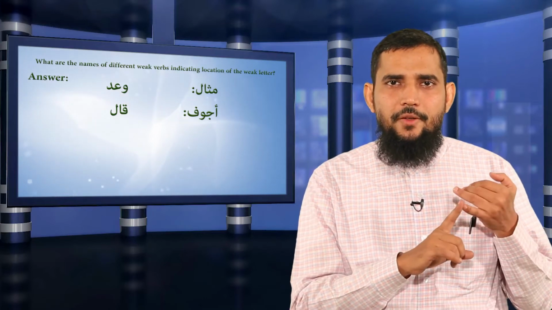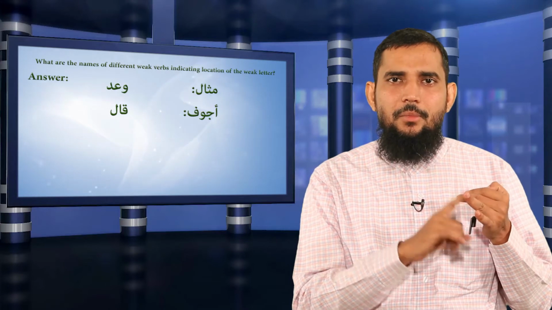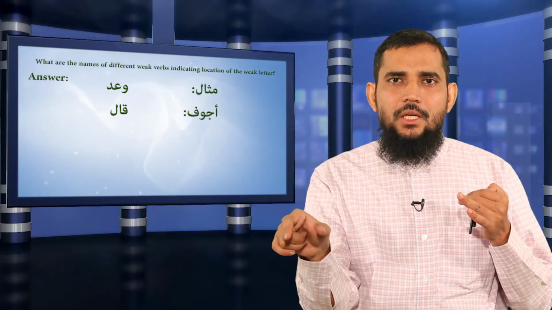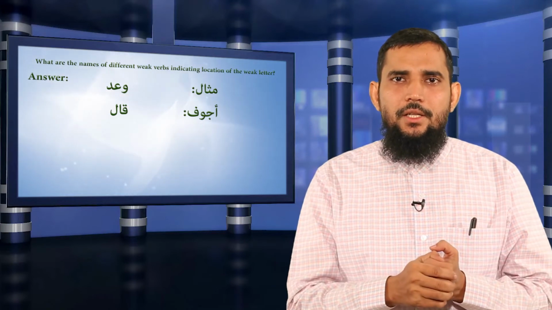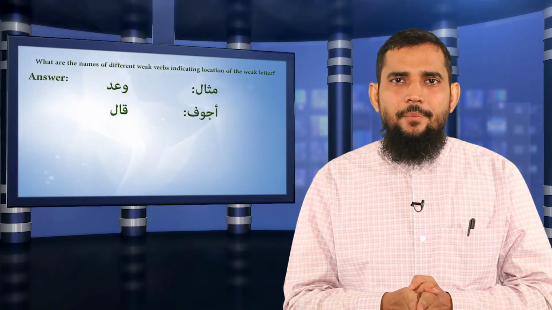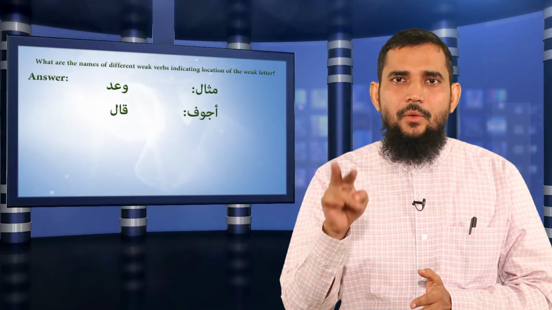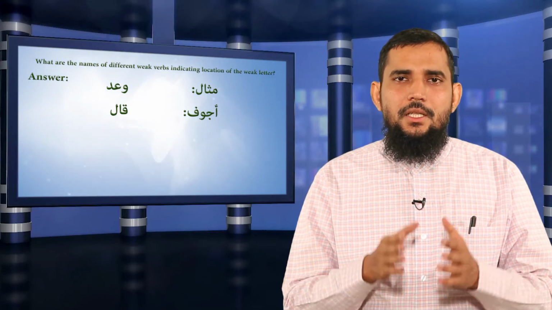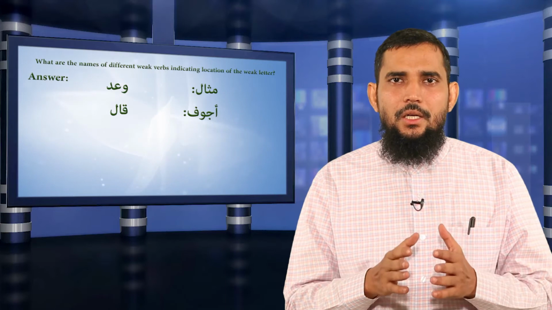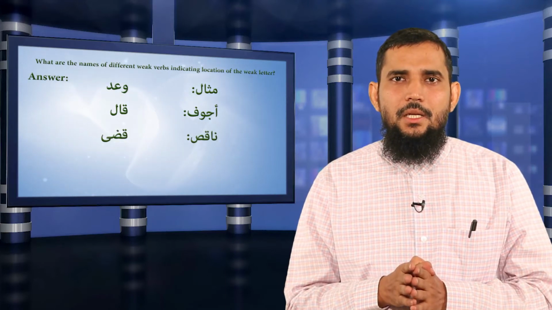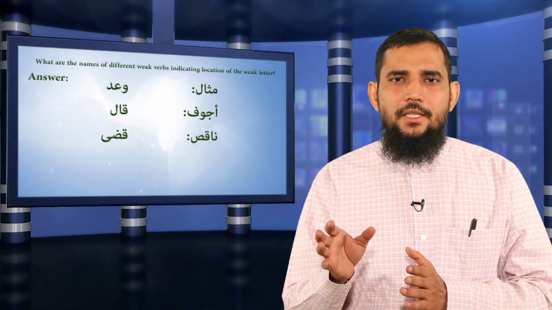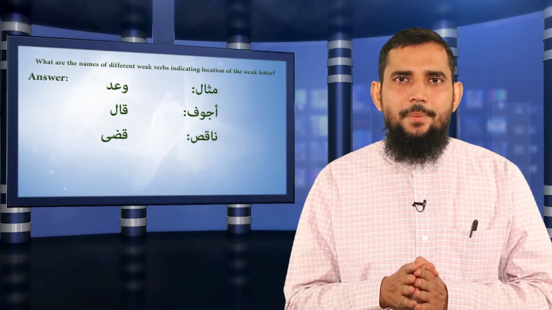So there are two different names, mithal and ajwaf. Mithal, where the first radical is a weak letter. Ajwaf, where the second radical is a weak letter. Now, the third one. Third radical is a weak letter. Such verbs are called naqis. For example, qaza, masha.